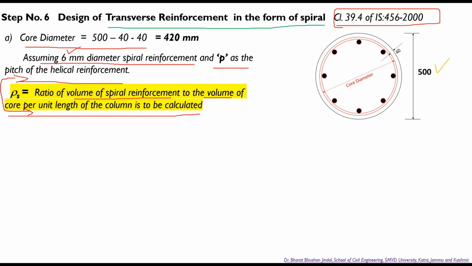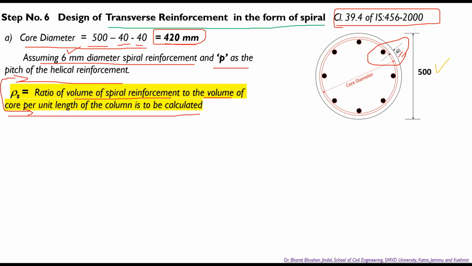Now focus on this point. Here you can see the outer side of the spiral and the outer side of the circular column. This will be the clear cover, and that we have taken as 40 millimeter. Now what about the core diameter? The core diameter will be the inside of the core of the column, that is the inside of the spiral. So we have taken 500 minus 40 along this side and 40 along the other side, so it comes out to be 420 millimeter.